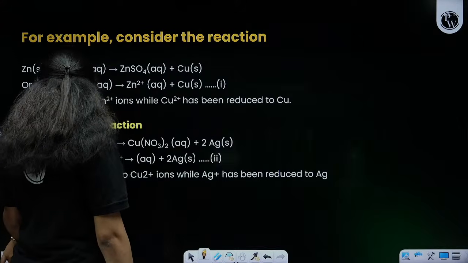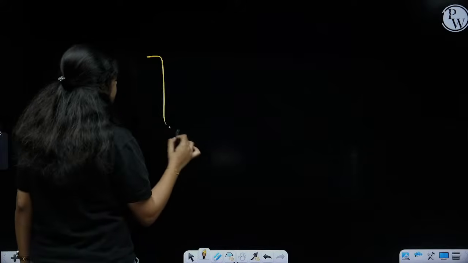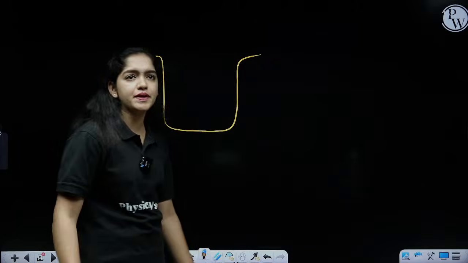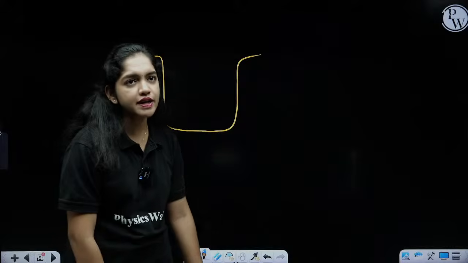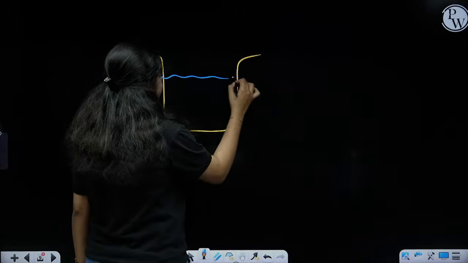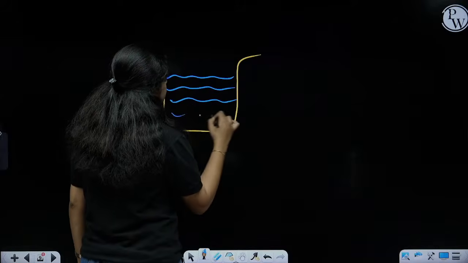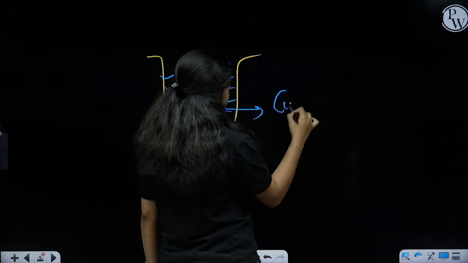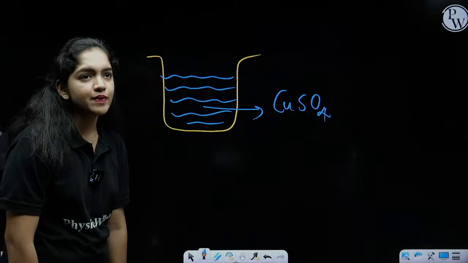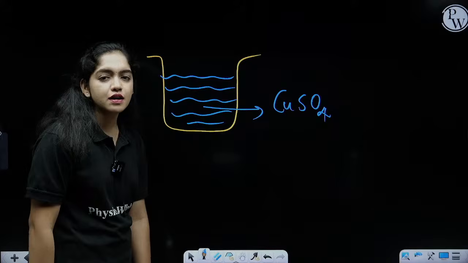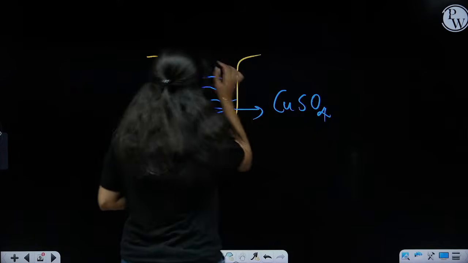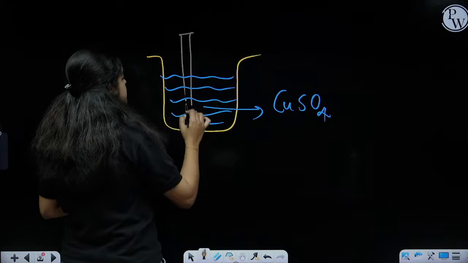I will draw a beaker. So I'm taking a beaker and the beaker is filled with, what is the color of copper sulfate, my dears? It's a blue color, right? So I'm going to fill this beaker with copper sulfate solution, aqueous CuSO4. Now, I'm going to dip a zinc rod in this beaker, a piece of zinc metal. Zinc rod is dipped.